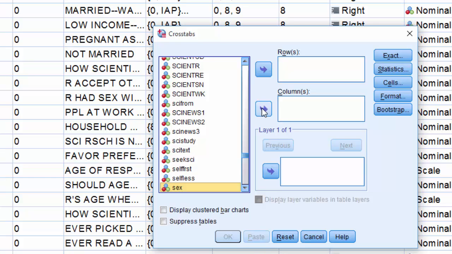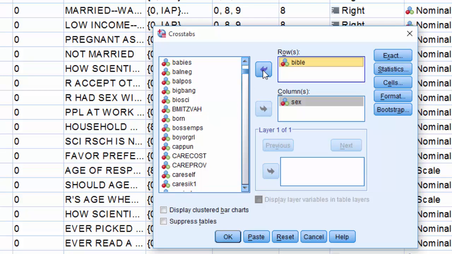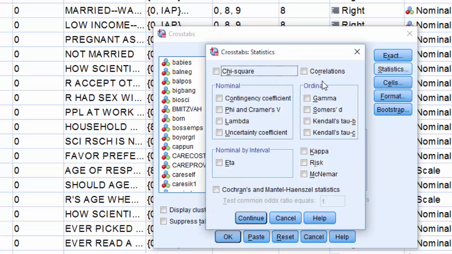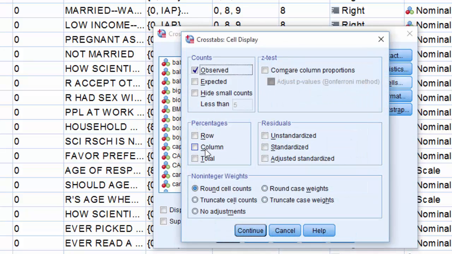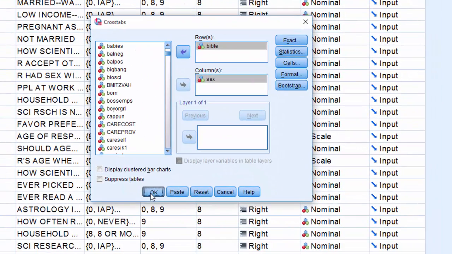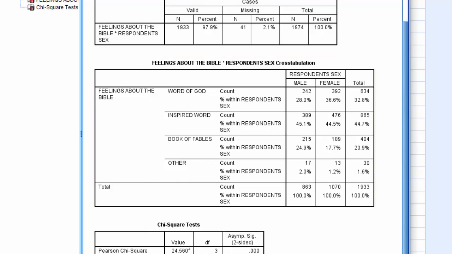So I'm going to put sex into the columns, which is where our independent variables always go. Now I can find my dependent variable and place that in the rows. I'm going to first click on Statistics and make sure that chi-square is checked. And then I'm also going to click on Cells and make sure that column under percentages is also checked. After that, I go ahead and click OK, and I can begin my interpretation.